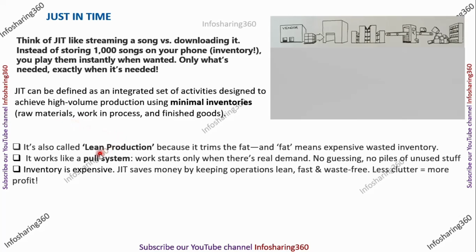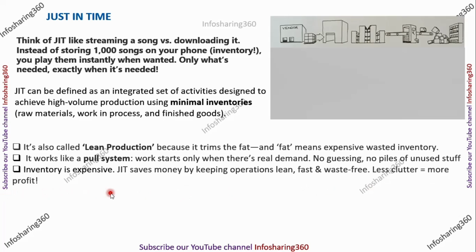It's also called lean production because it trims the fat, and fat means expensive, wasted inventory. JIT works like a pull system. Work starts only when there's real demand. No guessing, no piles of unused stuff. Storing inventory burns cash. JIT saves money by keeping operations lean, fast, and waste free. Less clutter equals more profit.